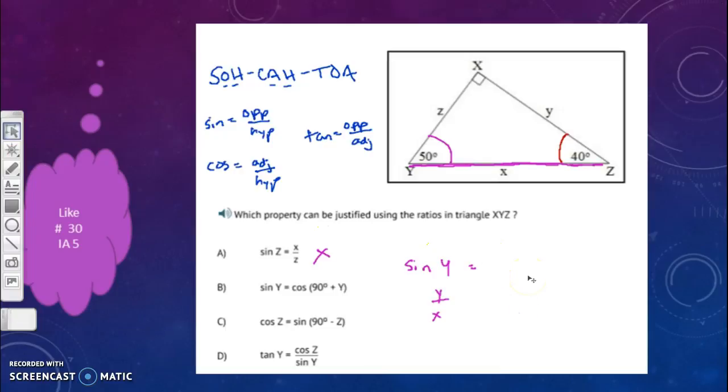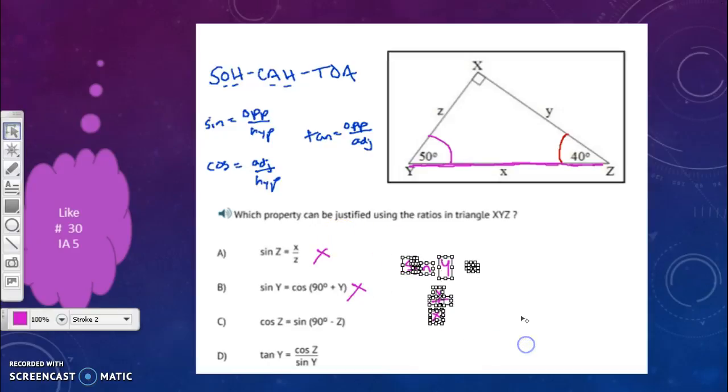Well, they say that the sine of y is equal to the cosine of 90 plus y. Well, hold on a second. That can't be right because 90 plus y would be 140 degrees. We can only do that for angles that are less than 90 degrees. So that would give us a number greater than 90 degrees. So it can't be that one. I don't even have to work any further. I know that. All right, so let me erase what I started writing over here.